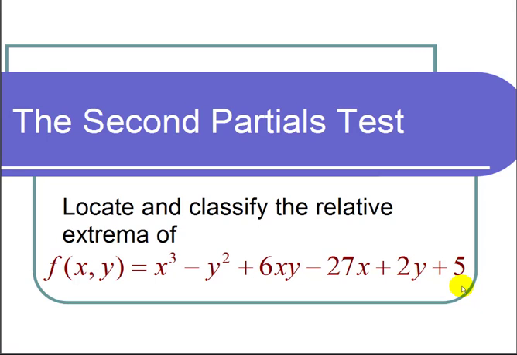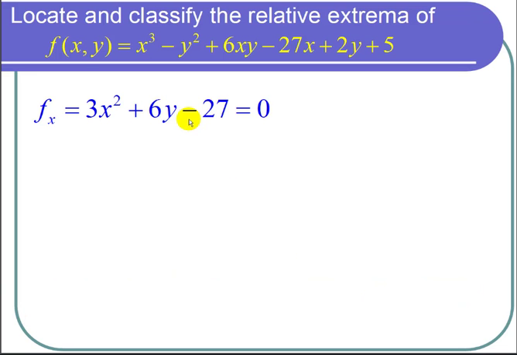Since f of x y is a polynomial in x and y, which is differentiable, there won't be any critical points based on non-differentiability. So the only possible relative extrema are when the gradient of f of x y is equal to 0. In other words, when the partial derivative of f with respect to x is equal to 0, and the partial derivative of f with respect to y equals 0. So let's find those partials.